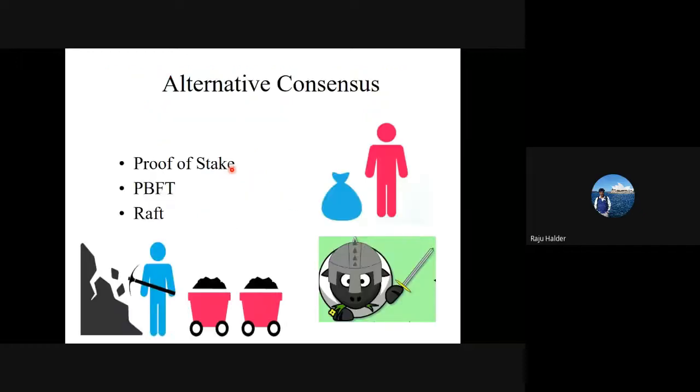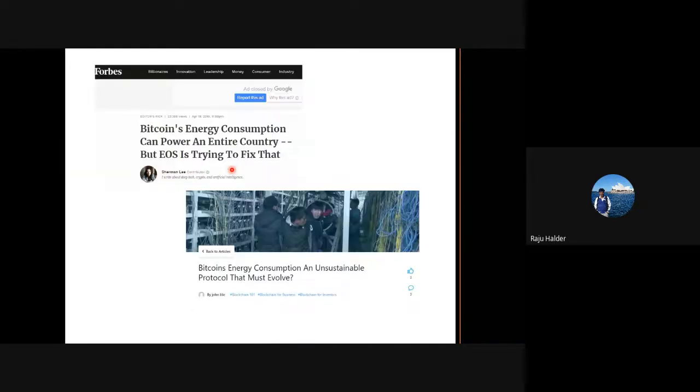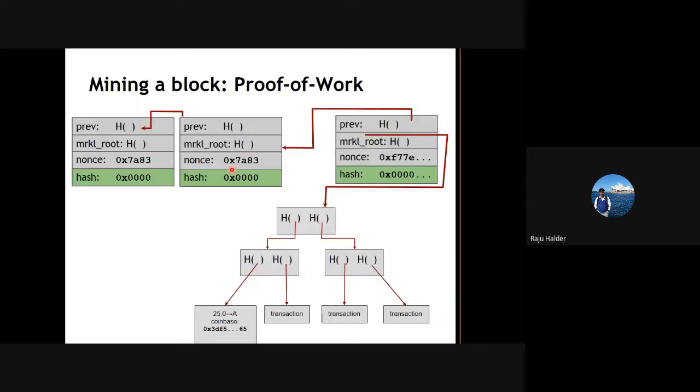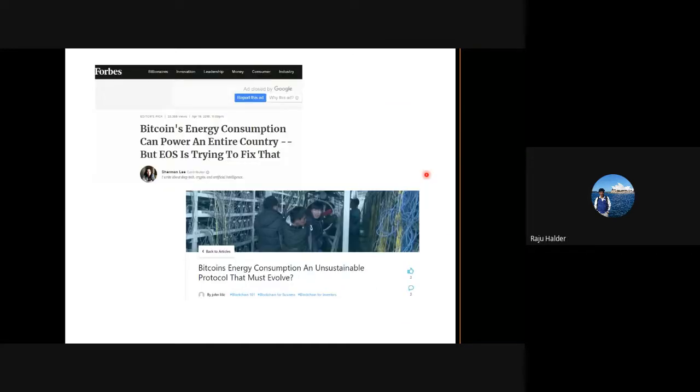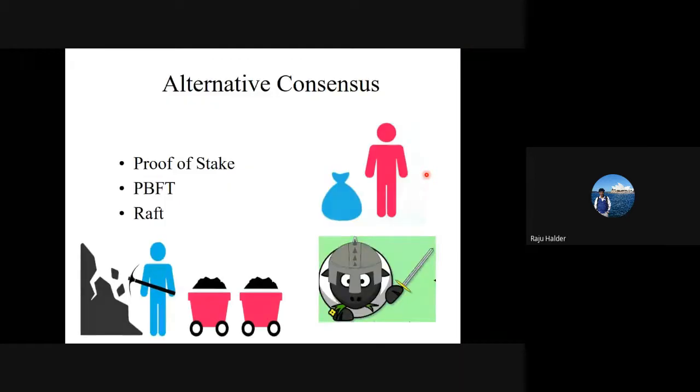So now the problem in this consensus algorithm, proof of work, is that a lot of computation is required, because as I told, you have to change the nonce value and compute the hash again and again to find the correct hash. So the energy consumption is very high, and it can even power an entire country like Switzerland or Ireland. Therefore, this is not the perfect solution.